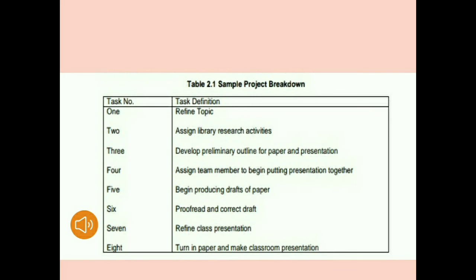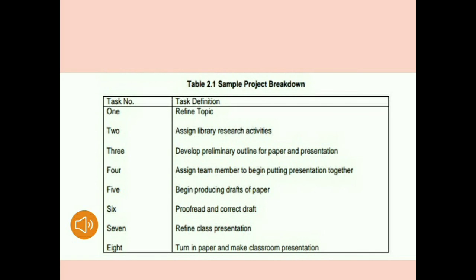Number 4, assign team members to begin putting presentation together. So mag-assign na mo kung usa inyong buhaton. Number 5, begin producing drafts of paper. So, as a part of writing process, you will write multiple drafts of your paper. Each draft improves upon the previous one.